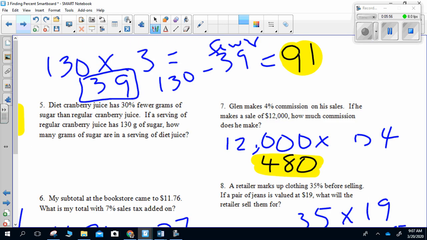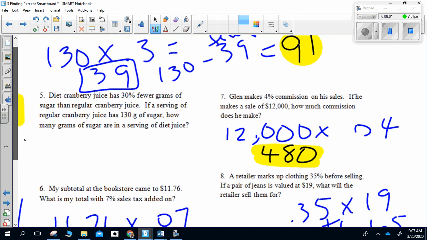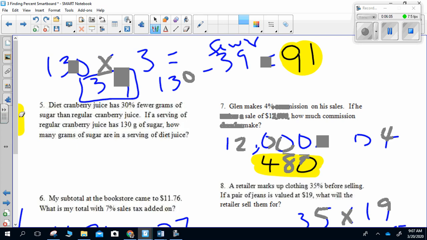So the answer for number 5 is 91. Number 6 is 1258. Number 7 is 480. And number 8 is 2565. All right, so here's the explanation for those.